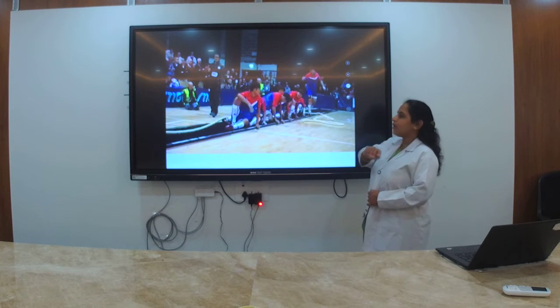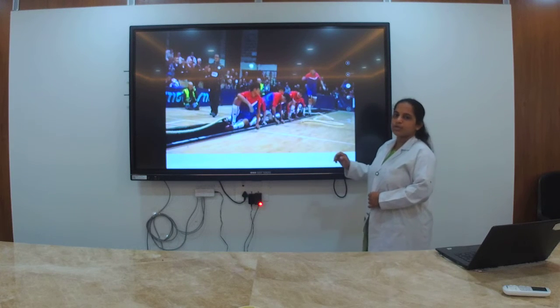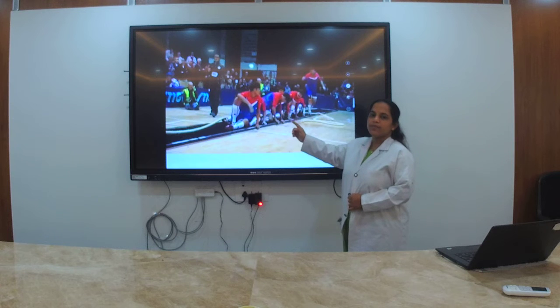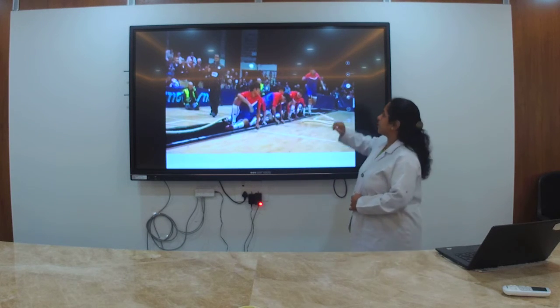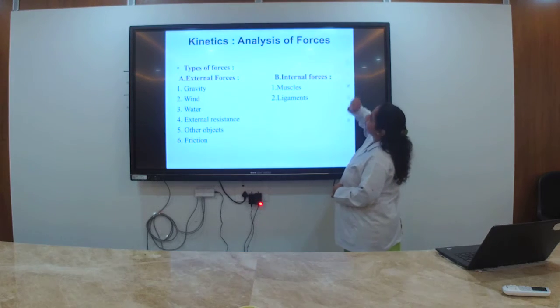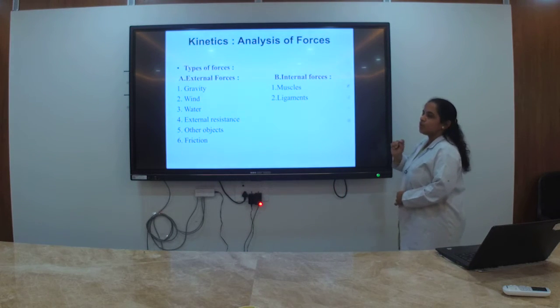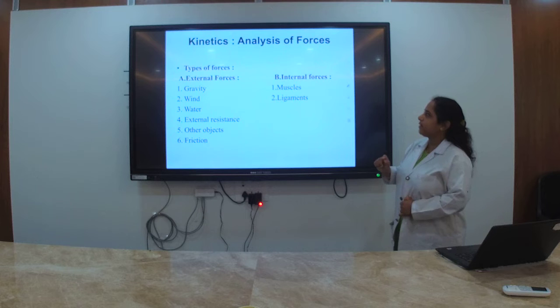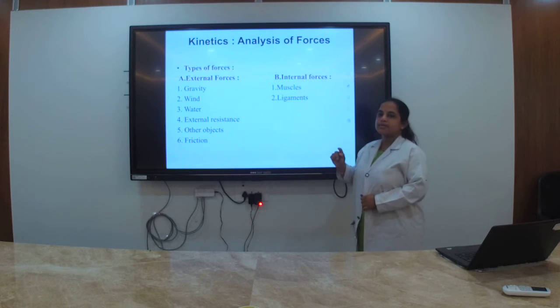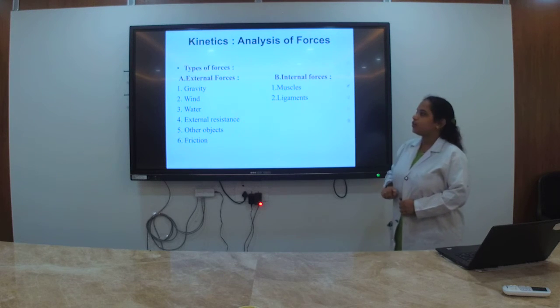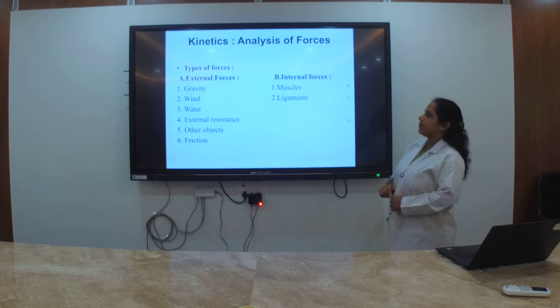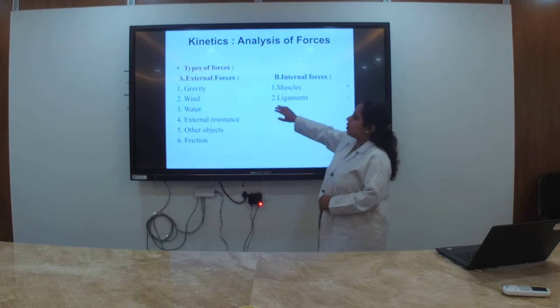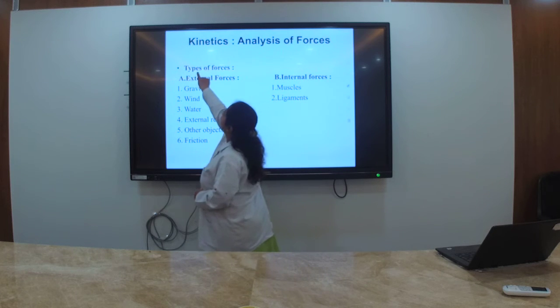So tug of war depicts the three laws of motion, that is law of inertia, law of reaction and law of acceleration. So we are learning about kinetics, and kinetics is the study of motion with regard to forces producing motion or maintaining equilibrium. Now coming to what are the types of forces.